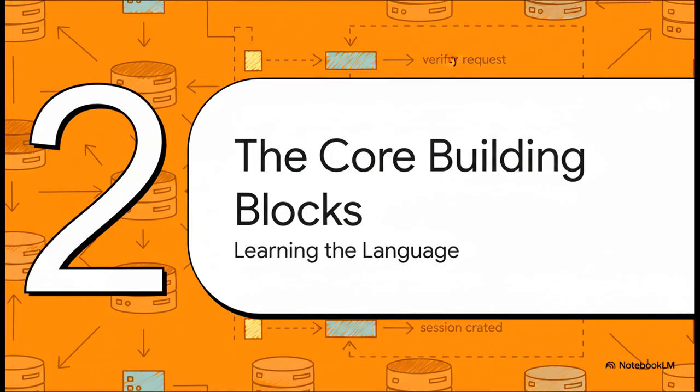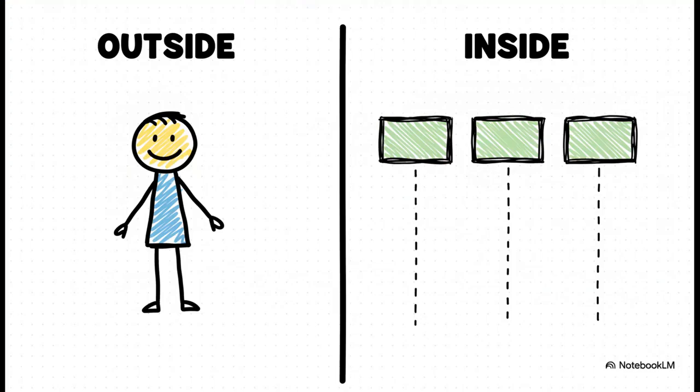Okay, so to read this script, you need to know the language. The good news is, the visual grammar of a sequence diagram is actually pretty simple and incredibly powerful. And it all starts with knowing who's part of the conversation. First up, we need to separate the outside world from the inside of our system. On the outside, we have the actor. That's usually us, a human user represented by that little stick figure. They're the one kicking everything off.